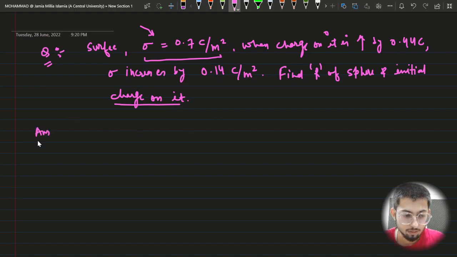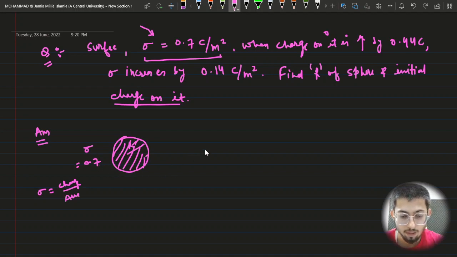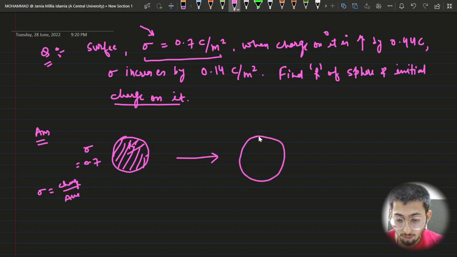I should tell you this. There is a surface whose surface charge density is 0.7. That means sigma is charge per unit area, coulomb per meter square. There is this area of radius r, and it should have a charge. That's why it's having a surface charge density. Now it is given an additional charge, and it is distributed all over it.